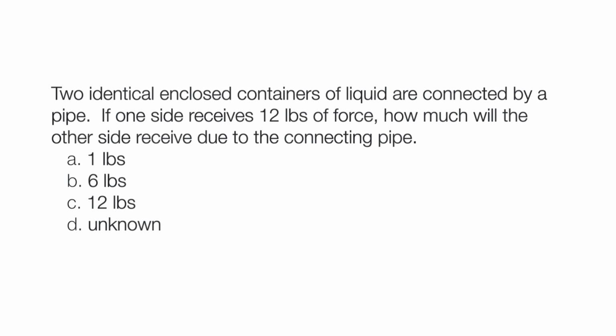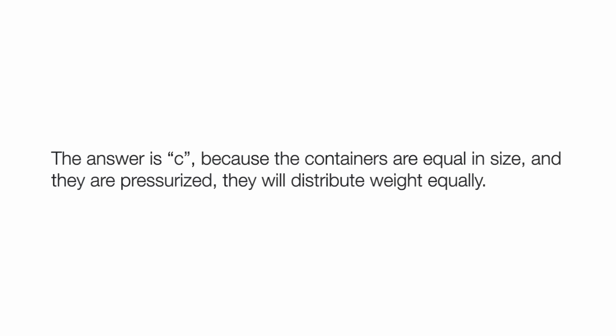2 identical enclosed containers of liquid are connected by a pipe. If one side receives 12 pounds of force, how much will the other side receive due to the connecting pipe? A, 1 pound. B, 6 pounds. C, 12 pounds. D, unknown. The answer is C, because the containers are equal in size and are pressurized, so therefore they will distribute weight equally. I hope that helps.